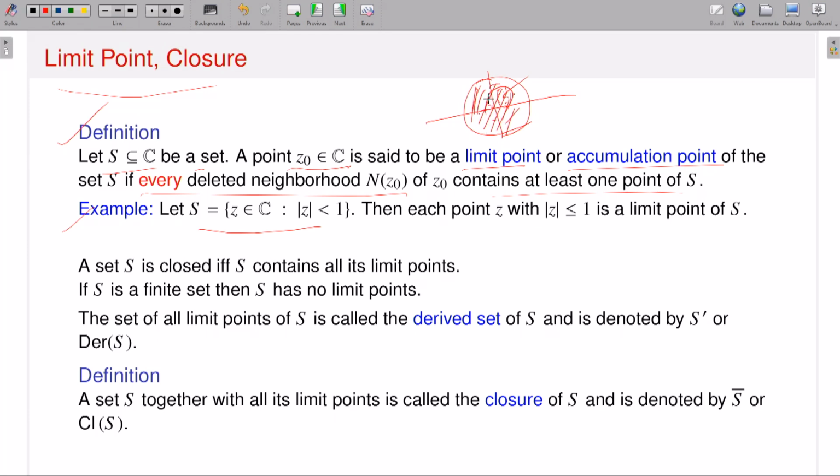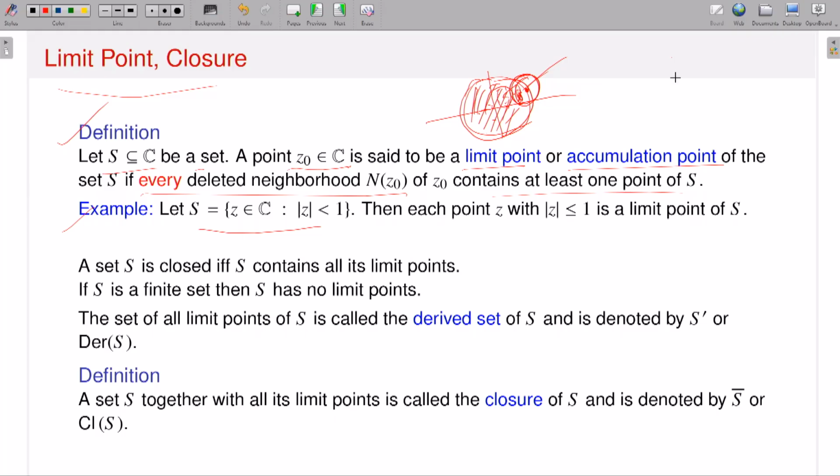Therefore each point inside the set is a limit point or accumulation point. The only part remaining is the boundary. Is the boundary a limit point or not? The answer is yes. If I take a point on the boundary, whatever deleted neighborhood I take, meaning whatever open neighborhood with that point taken out, there are plenty of points in this neighborhood which intersect the set S. Therefore this point on the boundary is a limit point.